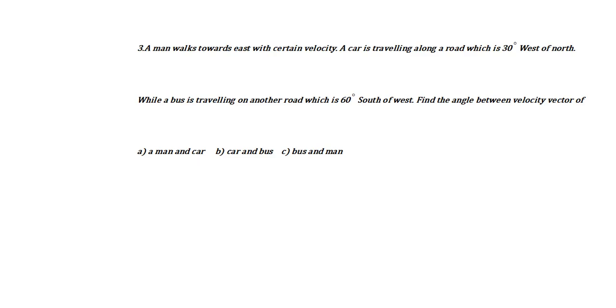So, the problem is: a man walks towards east with certain velocity. A car is traveling along a road which is 30 degrees west of north, while a bus is traveling on another road which is 60 degrees south of west. Find the angle between velocity vector of a man and car, car and bus, bus and man. So the problem given is a man walks towards east.